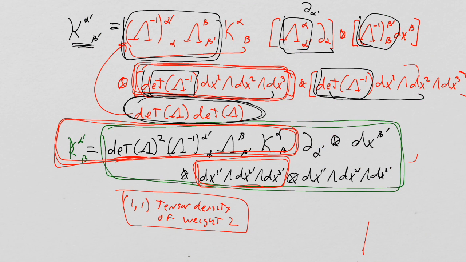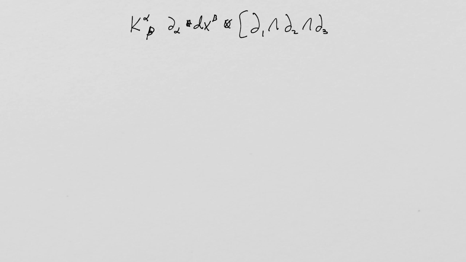What I will do is we'll summarize, right? And what about tensor densities of negative weight? I could have k alpha beta, partial alpha dx beta, and then a tensor product with an n vector, partial 1 wedge partial 2 wedge partial 3. Now the logic is exactly the same.